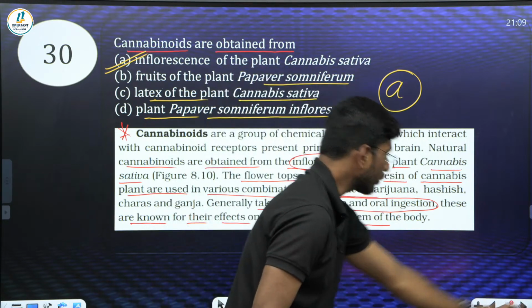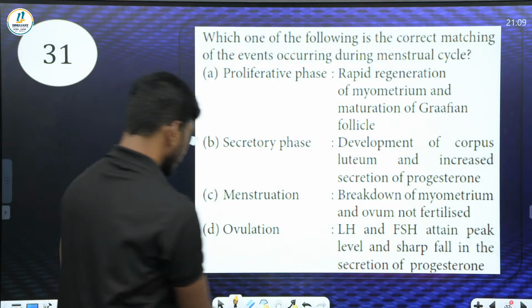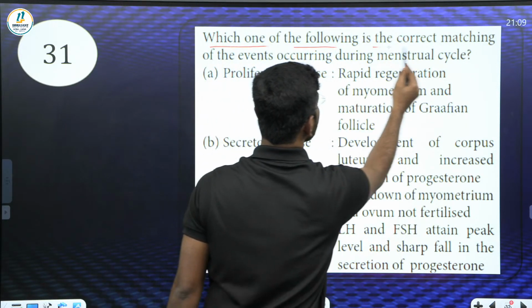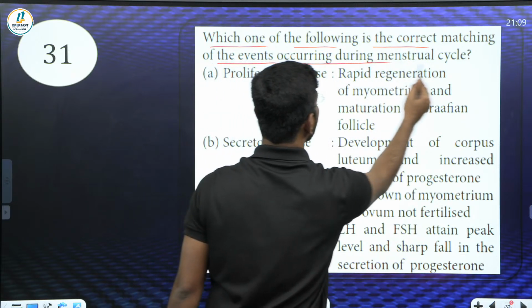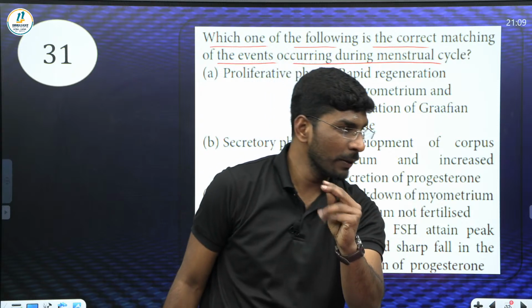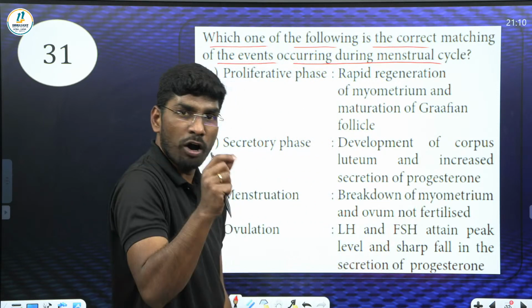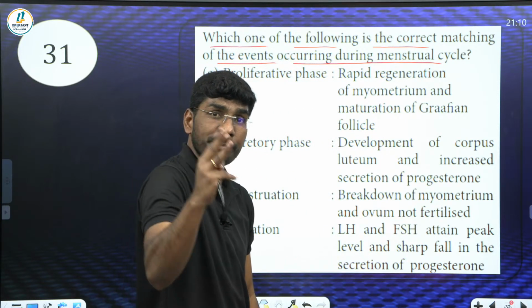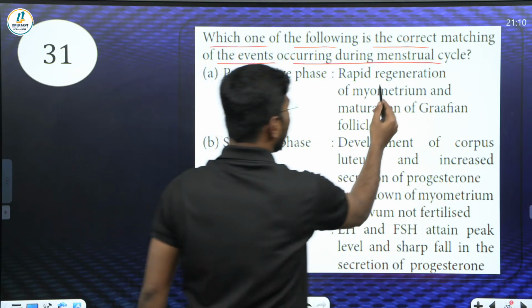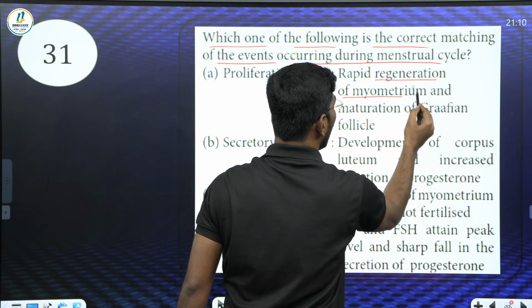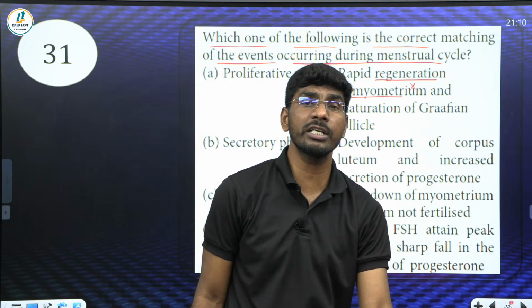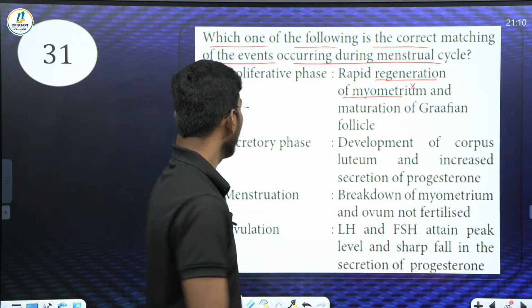Okay. Now next question. Any one of you, do this question. What is given here? Which of the following is the correct matching event occurring during the menstrual cycle? Some statements are wrong, some are correct. Now, proliferative phase, rapid regeneration of myometrium. What regenerates in the menstrual period? Endometrium, not myometrium. Leave it.